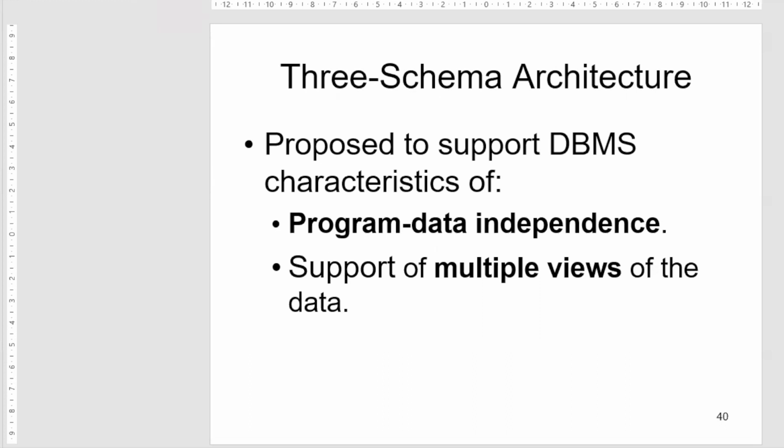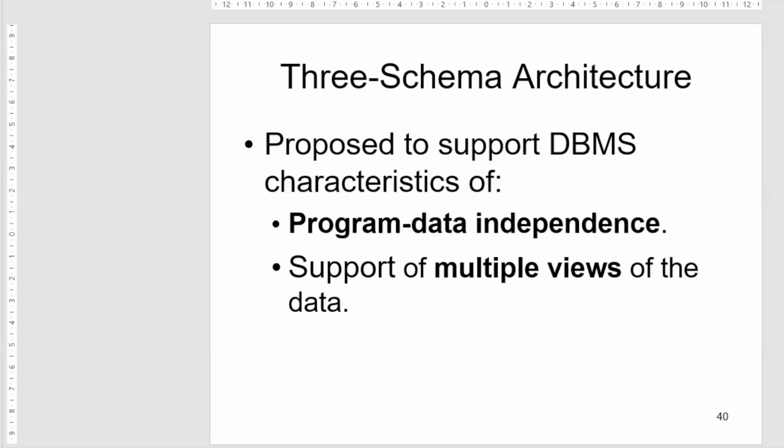Why we have this three schema architecture? To support these two, right? To have program data independence. Last time I told you that we can change data without affecting the program. We can change the program without affecting the data, right? And also to have multiple views of the data. So for different users, we can have different views. So these two are enabled by having this three schema architecture, right?